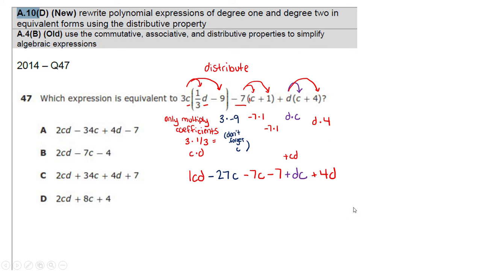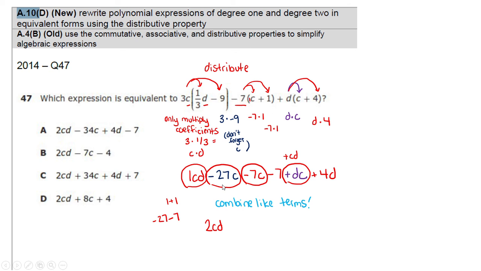So let's combine our like terms. Our like terms to begin with are the cd and the dc here, where we're only combining the coefficients in front of both of these, which they both have an understood 1. So 1 plus 1 is 2cd. And if you're asking yourself why they would say it as cd instead of dc, it's because they're following the order of the alphabet and putting c before d, because that's how it falls in the alphabet.